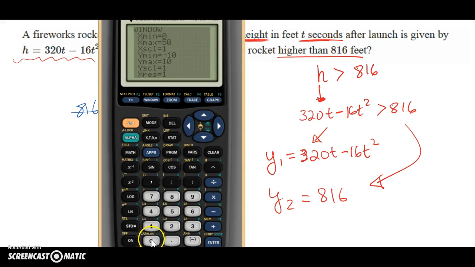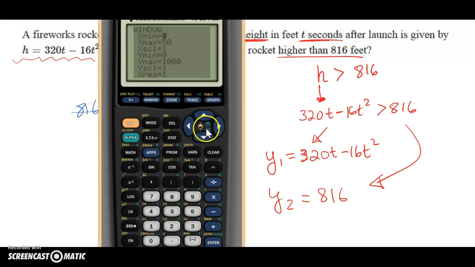And y minimum I'll keep at 0. And y maximum, I know I need to go up until 816. I'm just going to go up to 1000 and see what happens. Let's push graph. So better, I can see the parabola and I can see the horizontal line, but I don't need all these other x values. I'm going to make that smaller and I'm going to go higher on the y values so I can see the top of the parabola.